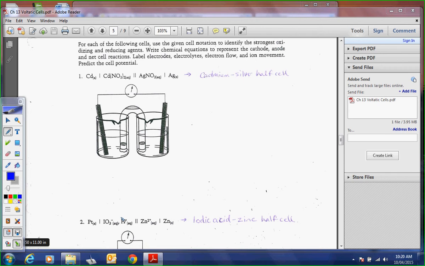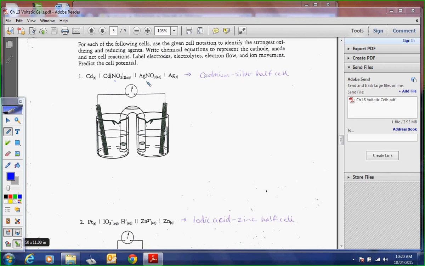The answer to this, by the way, is a cadmium silver half cell. Realize that means I've got the cadmium metal, the silver metal, and the two electrolyte solutions that go with those metals: cadmium nitrate and silver nitrate. Cadmium silver cell. Everybody get it?